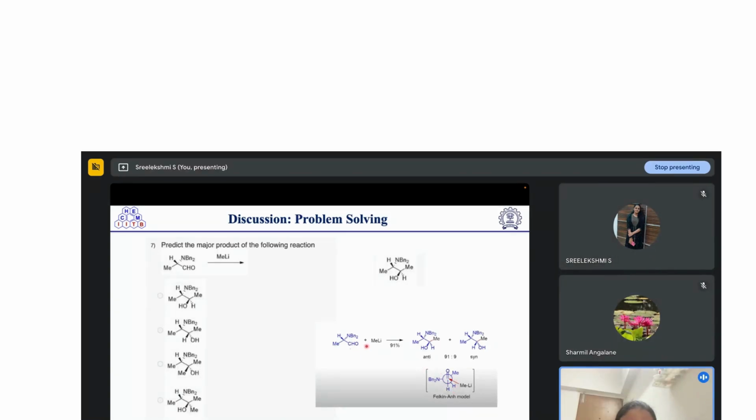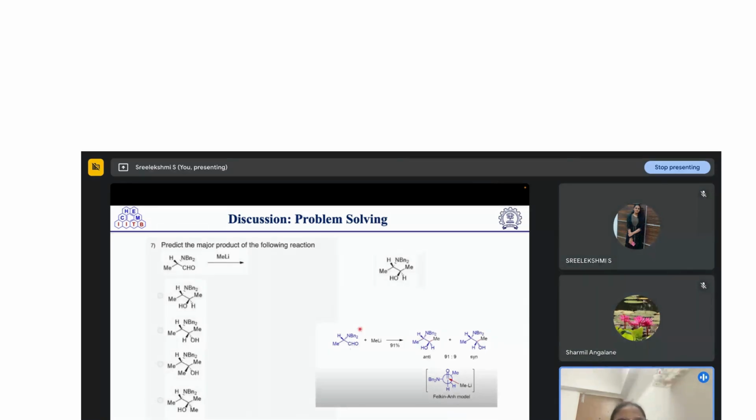So in the starting material we know this hydrogen is already here, and this hydrogen is shown as above, that is beta. So the incoming methyl group will also be coming from the beta face, but here in the answer it is shown as in plane. So what we have to do is just rotate the carbon and then we can see that will correspond to this particular option.